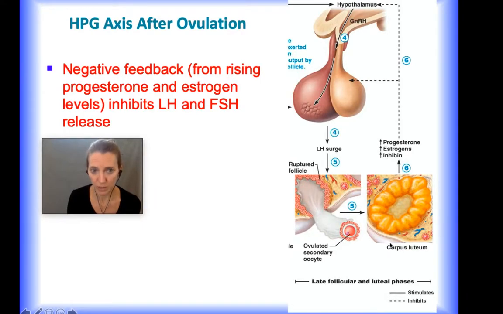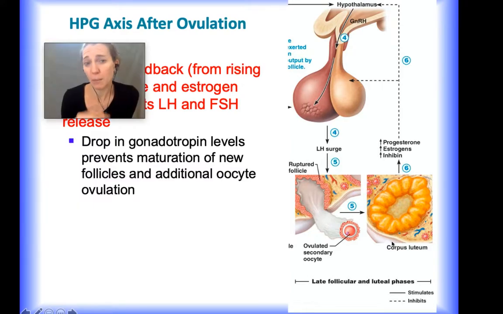And this corpus luteum, right, is going to pump out progesterone, estrogens, also inhibin, and all of those, the dotted line is showing an inhibition. So it's a negative feedback on the hypothalamus, negative feedback on the pituitary. So it will prevent another surge in LH.